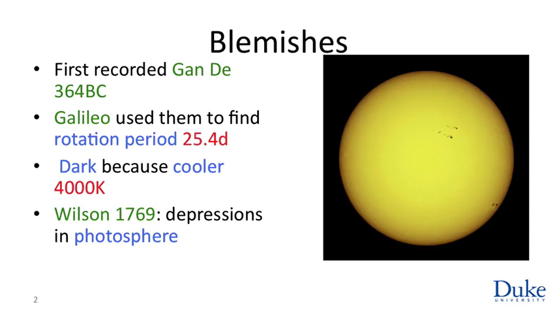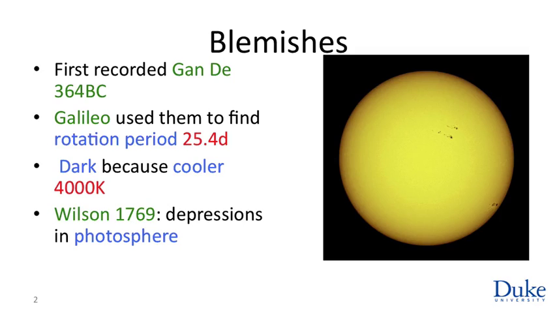Here you see a modern image of the sun with a few regions of sunspots. They appear dark, as we said, because they're cooler than the surrounding. At the center of a sunspot, the temperature can dip as low as 4,000 Kelvin. Because of T to the fourth, they emit less. And if you remember that the sun is approximately 100 times the radius of Earth, then the typical size of a sunspot is about the size of Earth.